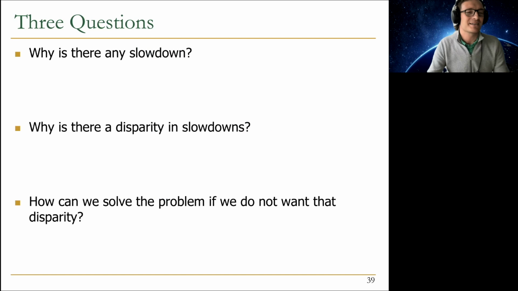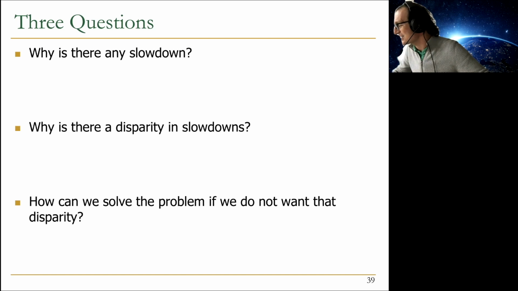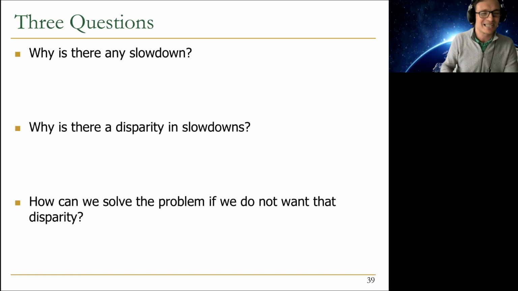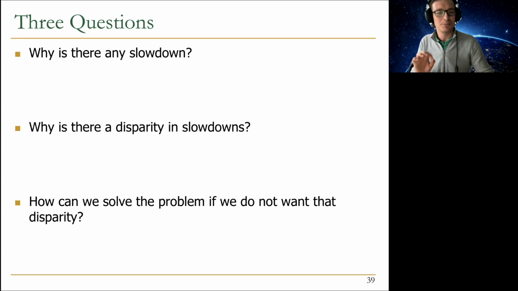Okay, so the other three questions, basically, reworded. Why is there any slowdown? Why is there a disparity in slowdowns? How can we solve the problem if you do not want that disparity? So one of your students said thermal throttling. That's a great conjecture, let's say. In this case, it was not thermal throttling. You're right, it could be thermal throttling.